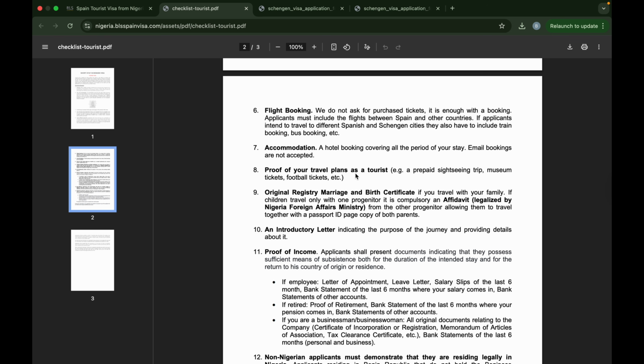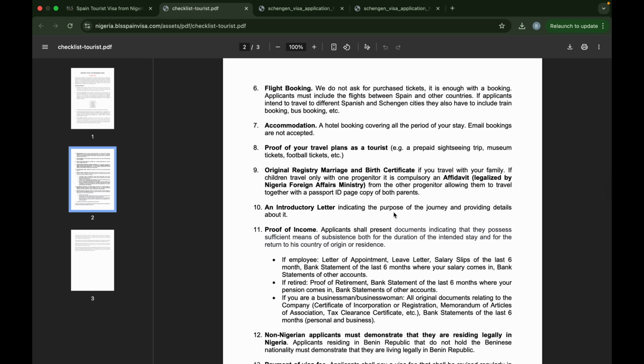Proof of your travel plans as a tourist, e.g. a prepaid sightseeing trip, which is a tour itinerary, the entire itinerary planned out for the duration of your stay. What you intend to do on each day should be itemized. If there are football tickets you've purchased, include those football tickets. Original registrar marriage certificate for those who are married, and birth certificate as well to indicate your parents' details and also your state of origin.